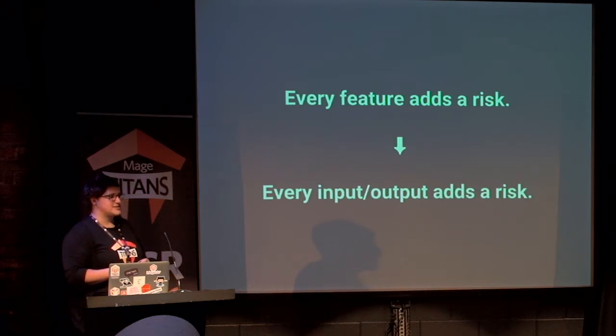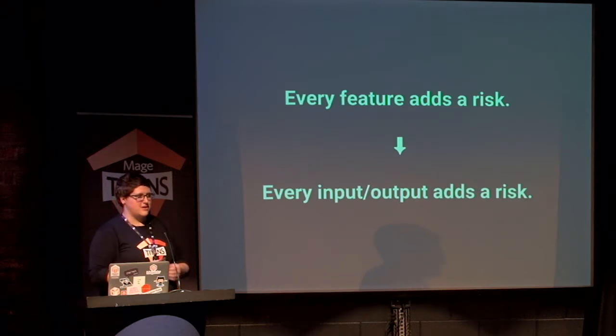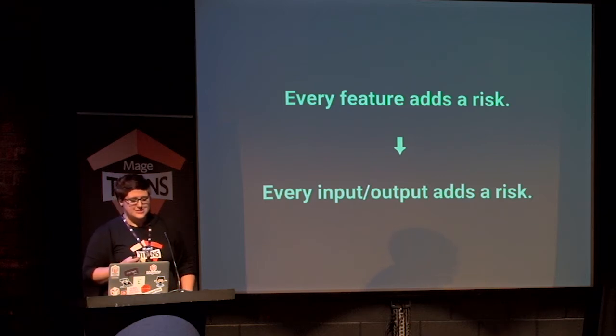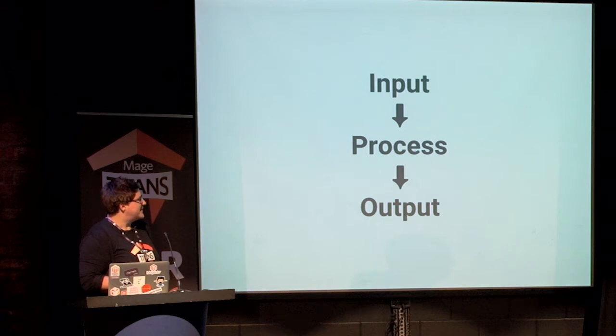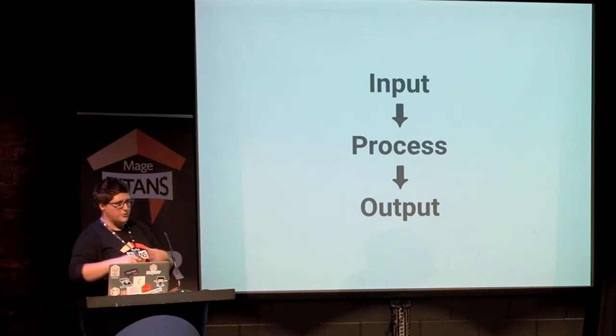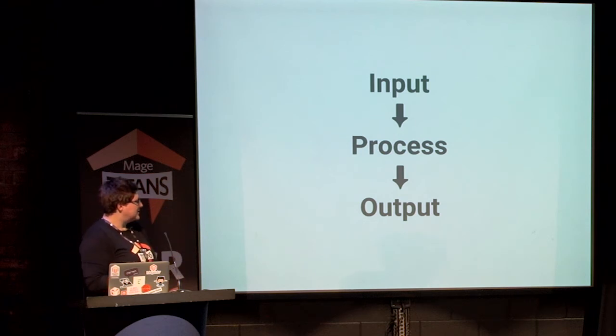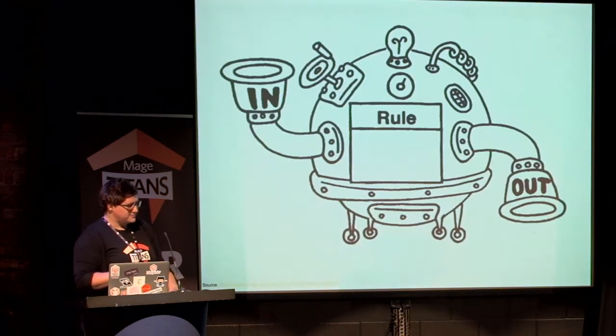There is a rule that says every feature adds a risk, and for this talk I'd like to extend this to: every input and output adds a risk. I guess most of you have seen this before when you did your studies at engineering school, for example. This is a basic thing we deal with every day. We get an input from somewhere, we process it, we modify it, and then we output it again.